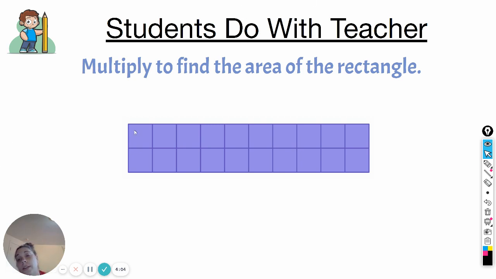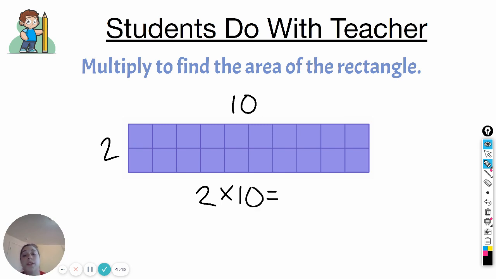Okay, so you should have counted this side as being 2 units long. And the top, or the length, is 1, 2, 3, 4, 5, 6, 7, 8, 9, 10. So that means that the multiplication sentence we're going to use to find the area of this rectangle is 2 times 10, or 2 groups of 10. Go ahead and solve 2 times 10 and message me that area in GoGuardian.